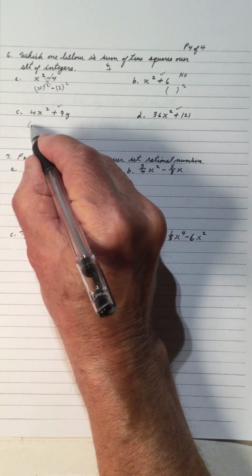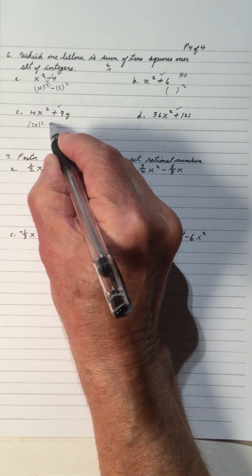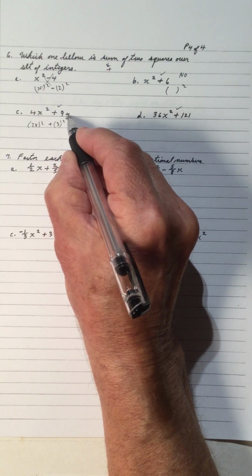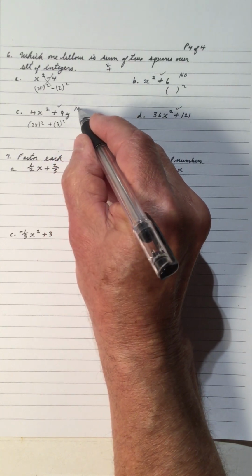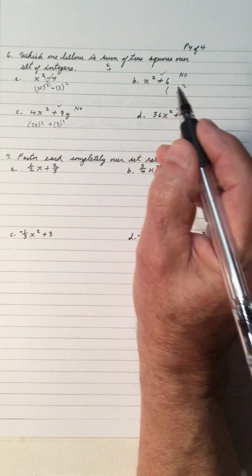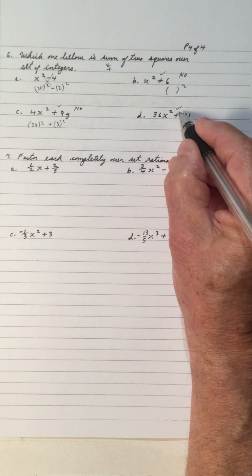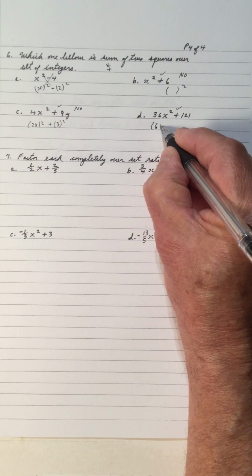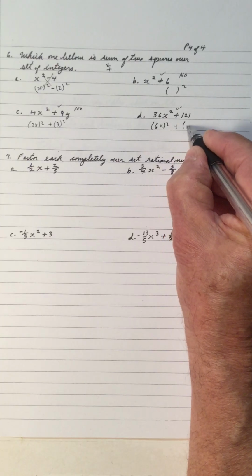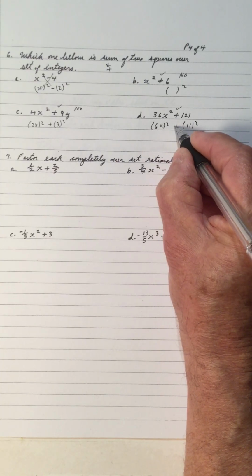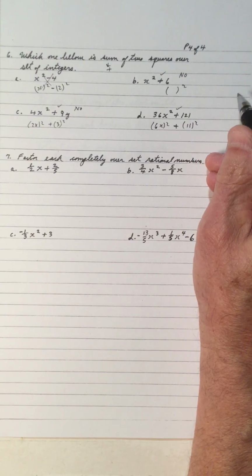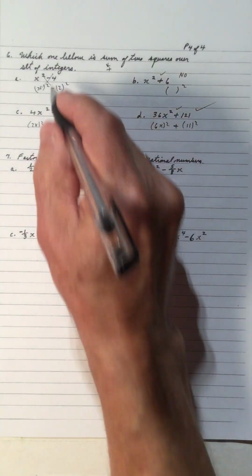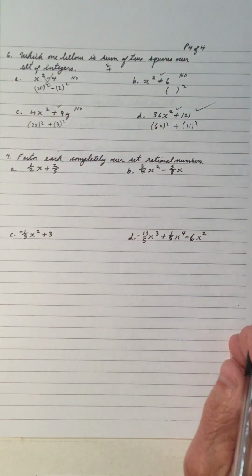This is a 2x being squared. And this is plus. We have a 3 being squared. But we have a y. The y is not squared. So this is a no. If it's x squared, it's got to be a y squared. So this is the one that works. This is the sum of two squares. So notice this is 6x being squared plus 11. So this is the sum of two squares. So this is the correct answer right here. And this one is a no because of the difference of two squares.